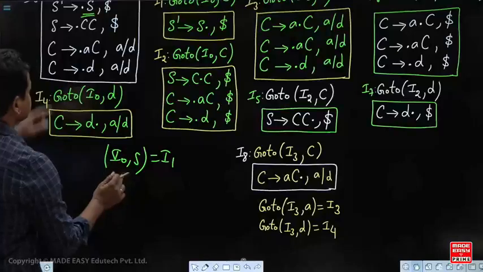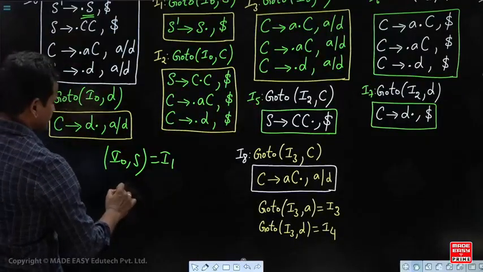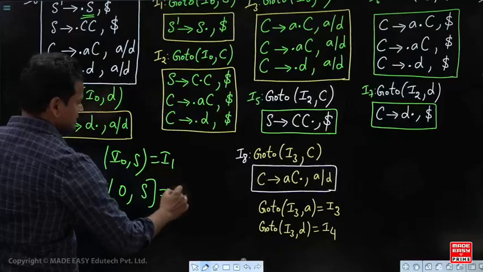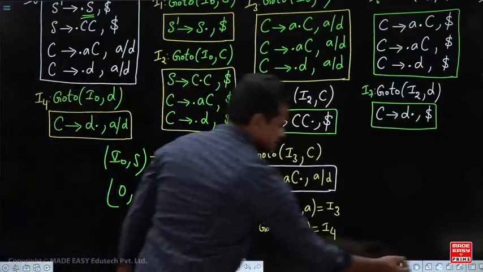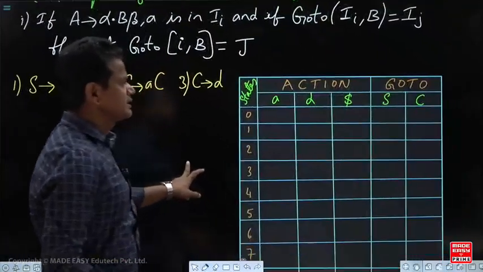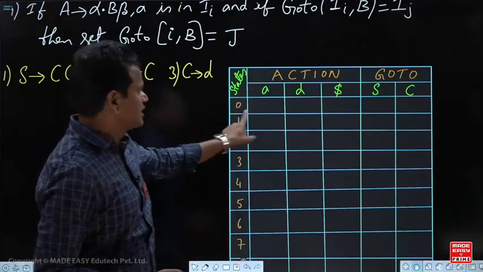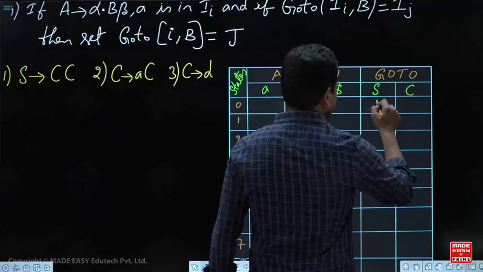So here this is I0. So in 0 and shift symbol is yes, 0 comma yes. Where has it gone? I1, simply 1. For non-terminals, we don't write any shift or reduce, only the number. So in 0 comma yes, we simply write 1.